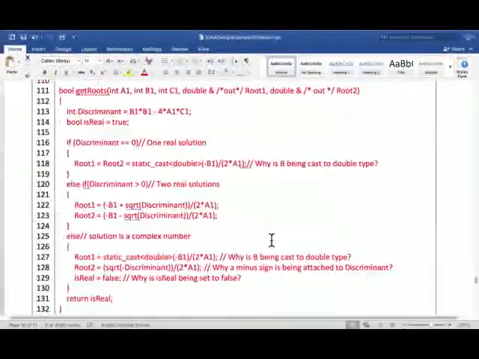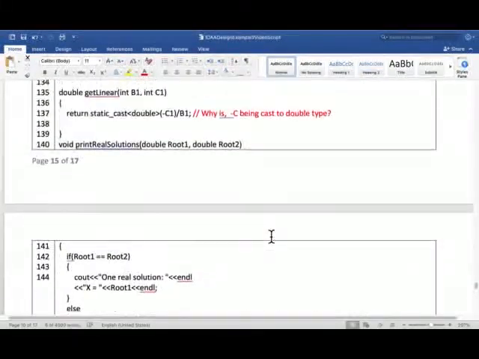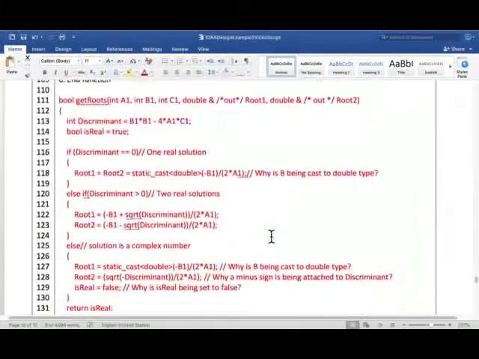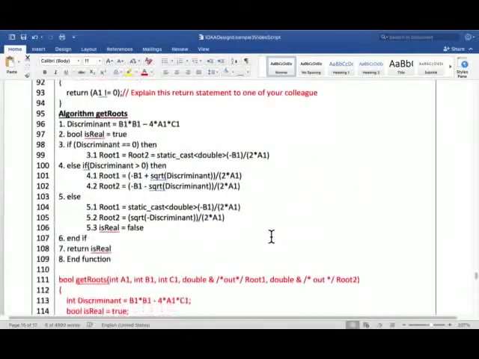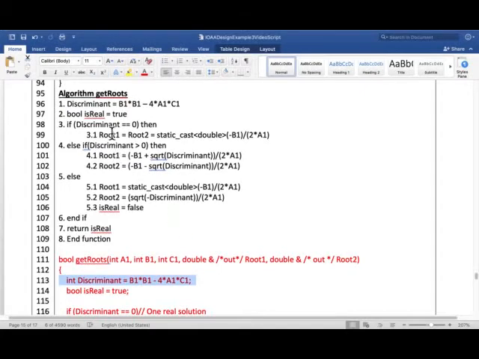Again, a lot of scrolling in this huge document. Yeah, so that was my getRoots algorithm. I'm going to show you how we convert that to source code. One, it's int type, so we just set it like this. Bool is real true. Now we do if and else. So if discriminant is equals 0.